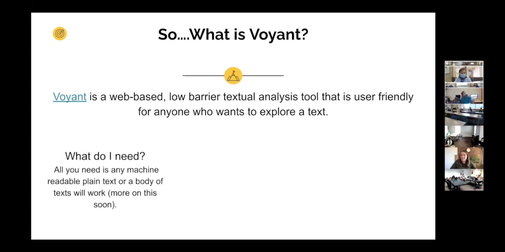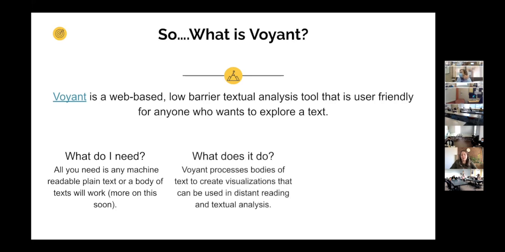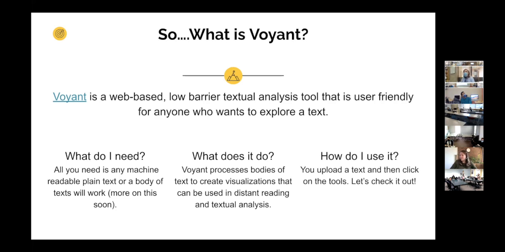All you really need to do textual analysis in Voyant is machine readable plain text. We will talk about that in one of the next slides, and I will show you how to make text machine readable. What does it do? It processes the text and creates visualizations that can be used for distant reading and textual analysis. Again, we're focusing on distant reading because it is not meant to replace close reading of text. And how do I use it? All you have to do is upload a text and click on the tools. I hope that today's session will show you how easy it is to do that.